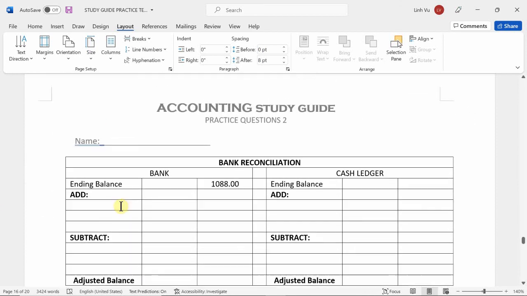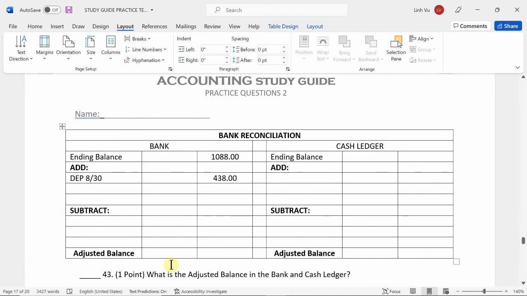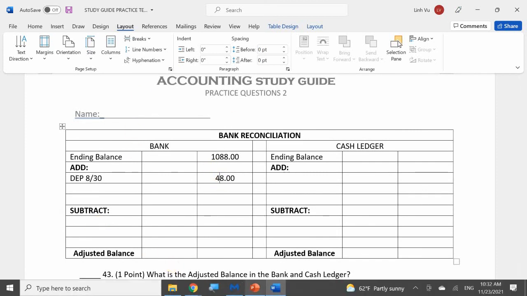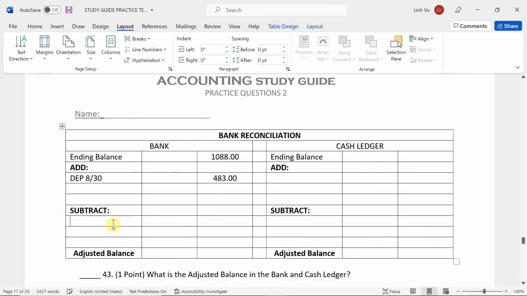So in this case, I'm gonna put deposit on August 30th for 438. So then, what is next? It's 483. 483, thank you. 483, okay. So then, what do I need to subtract out?